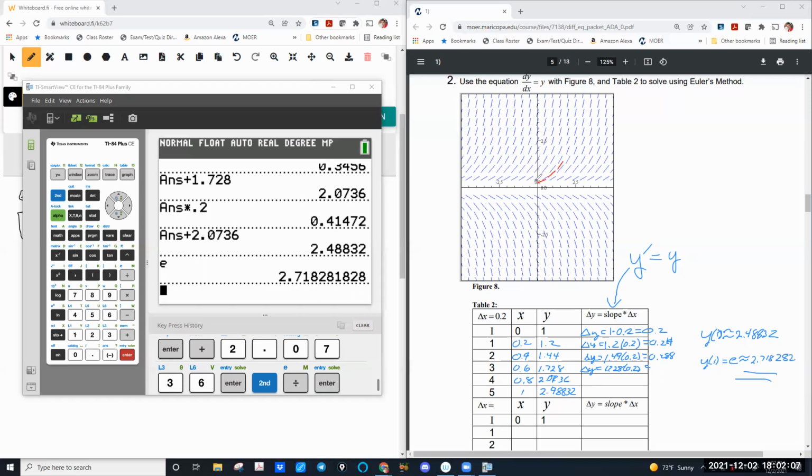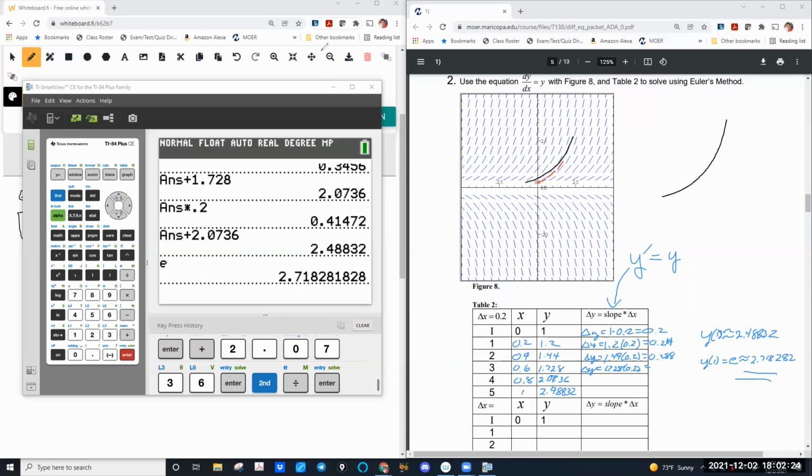Well, think about this. If the curve is concave up, if our solution is concave up, then tangent lines are always going to sit underneath the curve. Let me drop that to slope field, maybe you can see it a little better.